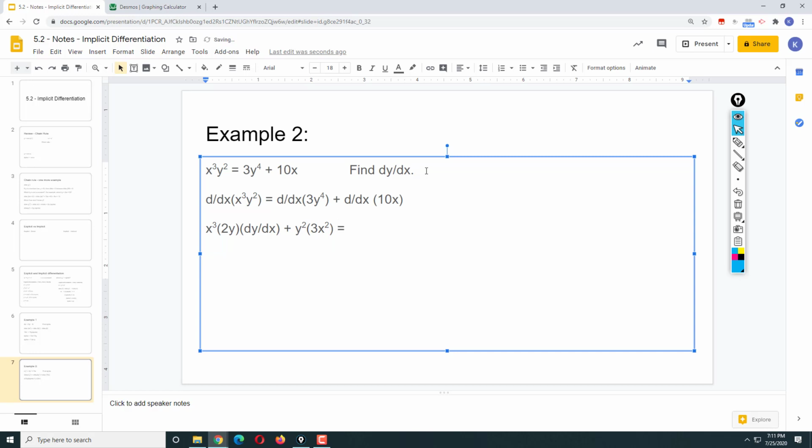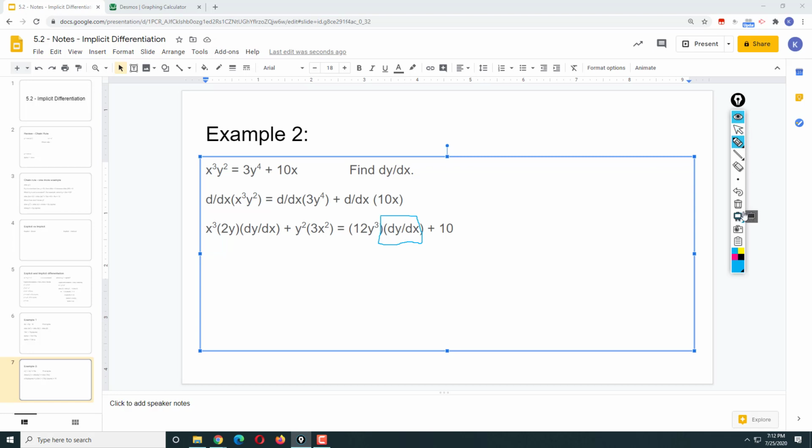Next, the derivative of 3y to the 4th with respect to x. 3y to the 4th becomes 12y to the 3rd power. Power rule. But chain rule times dy over dx. Plus the derivative of 10x with respect to x is just 10. Okay. But now, what are we looking for? We're looking for dy over dx, right? So that means we want dy over dx by itself.